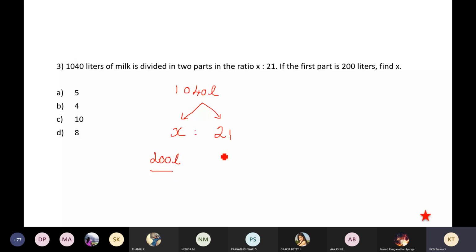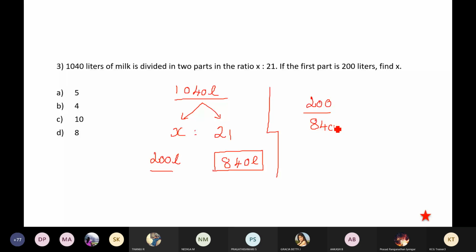Sir, how will I know, sir? See, the total is known. Out of total, 200 is here. What is remaining? 840 liters. So 200 liters and 840 liters are in the ratio X and 21. Four times value of X is 5.